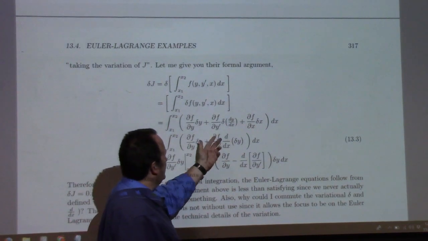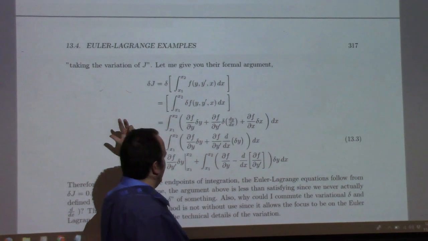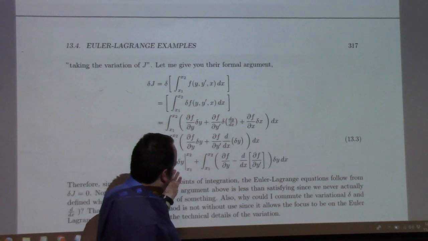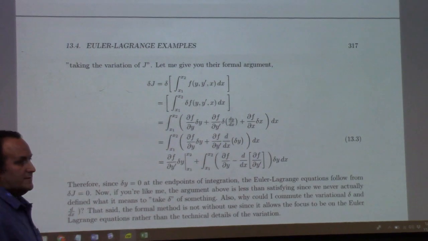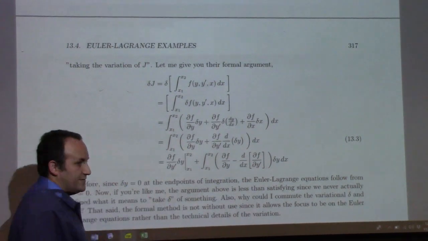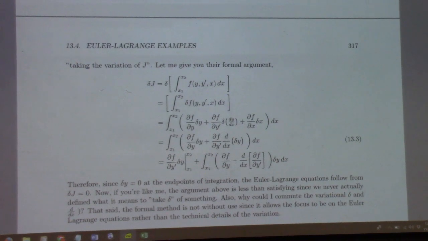And you can commute delta and d. Of course, why not? You can commute the delta and the d. There you do. Just do it. And so we get to the same thing. And then since this holds for all delta y, we get that the Euler Lagrange equations are true. This is how it was taught to me in my junior level physics course.